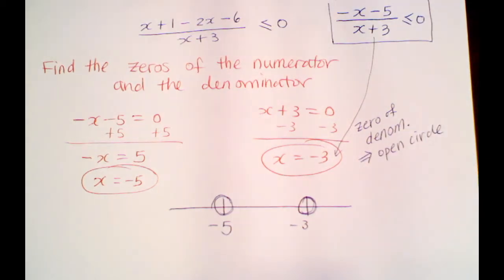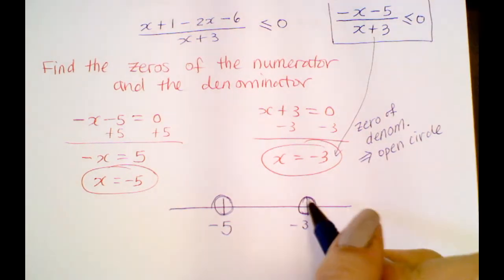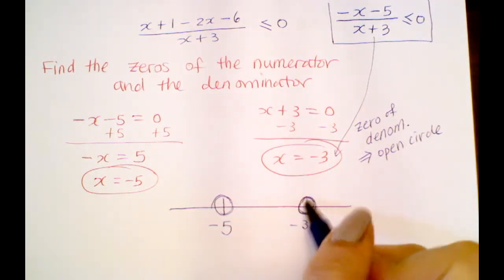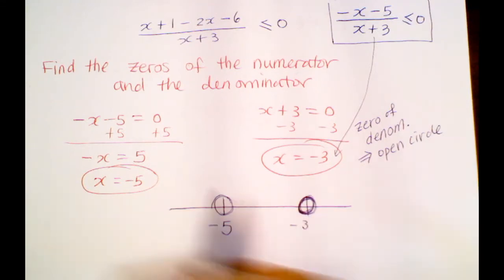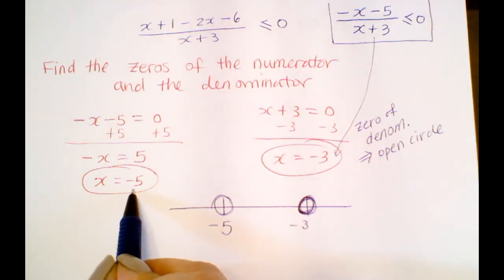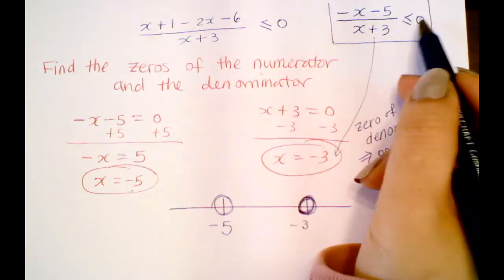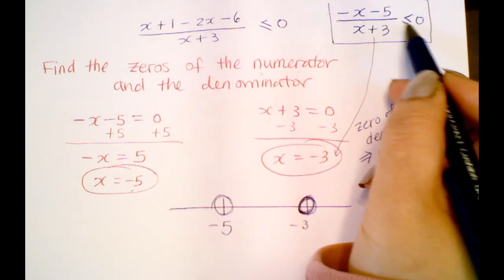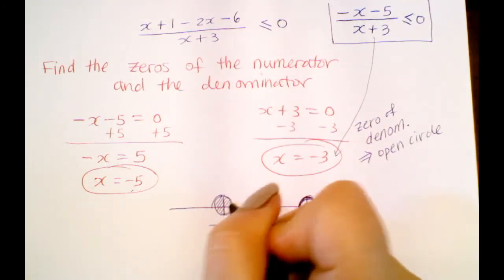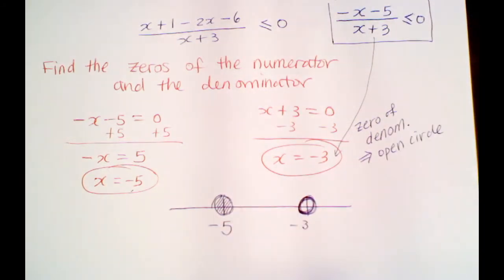Always use an open circle because the bottom of the fraction really cannot be equal to 0. I just had to find it because that's going to be my boundary point, but leave it open. But this one is the value that will make the numerator equal to 0, and because it says less than or equal to 0, this is the one that will get closed. Alrighty. The easiest part, right? We're about to plug in some values.